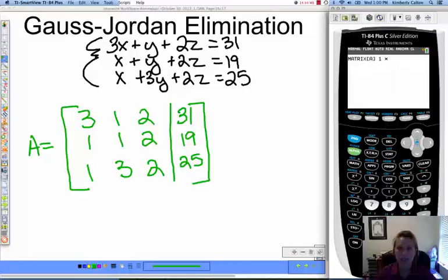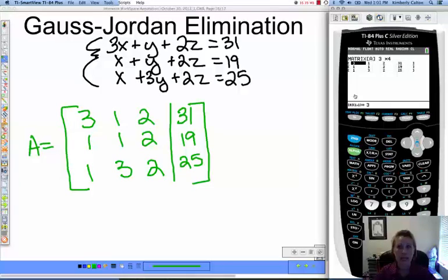So we're going to go over to edit, and now it's going to ask me, how big is your matrix? Remember, it's rows by columns. So I have 1, 2, 3 rows, so 3, enter, by 1, 2, 3, 4 columns. If your matrix doesn't look correct, that means you've put in the wrong dimensions. So now we're simply going to put in the numbers. 3, 1, 2, 31. Notice there is no line, and that's okay. 1, 1, 2, 19, 1, 3, 2, and 25.